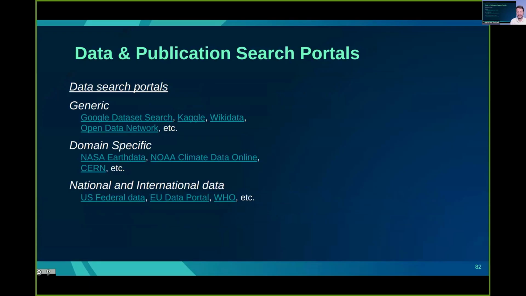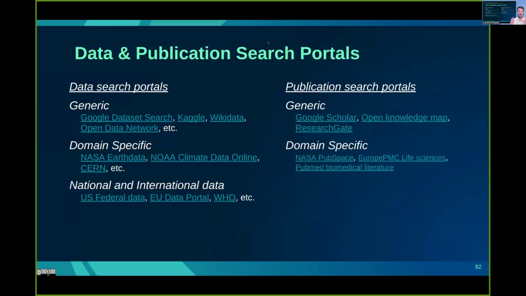We'll also have domain-specific data set search portals. If you're specifically trying to find something for Earth data or geophysical data sets, well, you can check out NASA's Earth data. If you want to find something related to climate data, you can check out the NOAA climate data. Same with national and international data sets. If you want to find out census or population level information or statistics, you can use the US federal data, the EU data portal, the WHO, so on and so forth. A lot of governments do publish or share some summary statistics on their populations for broader analysis.